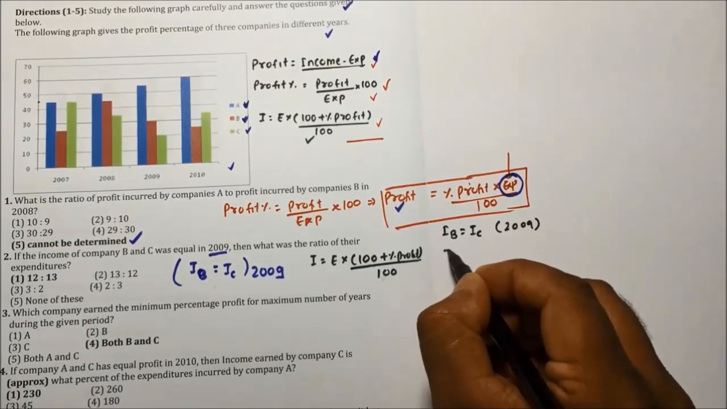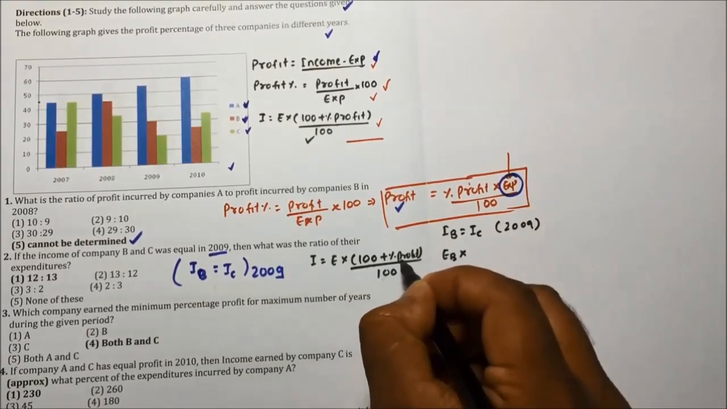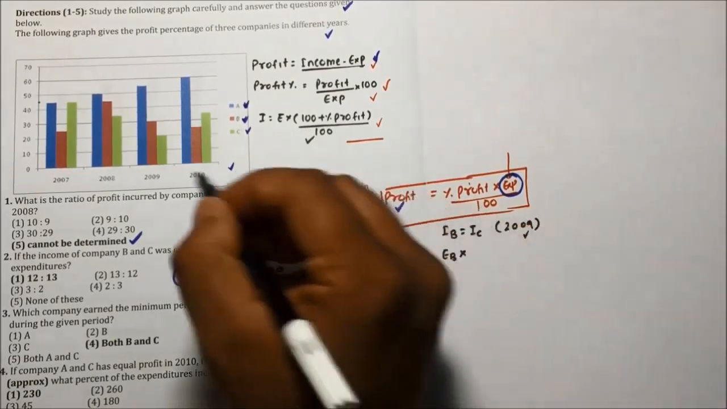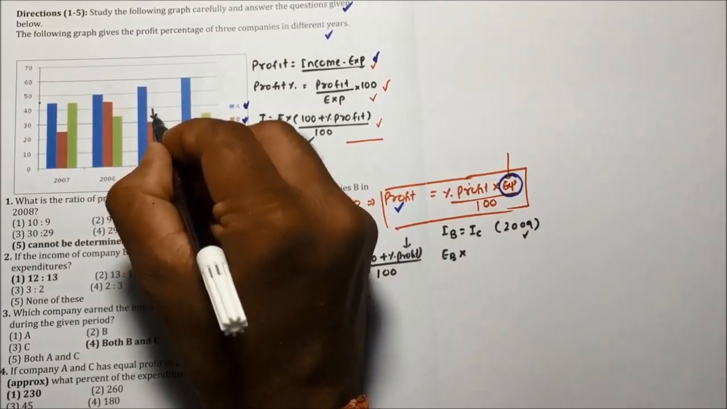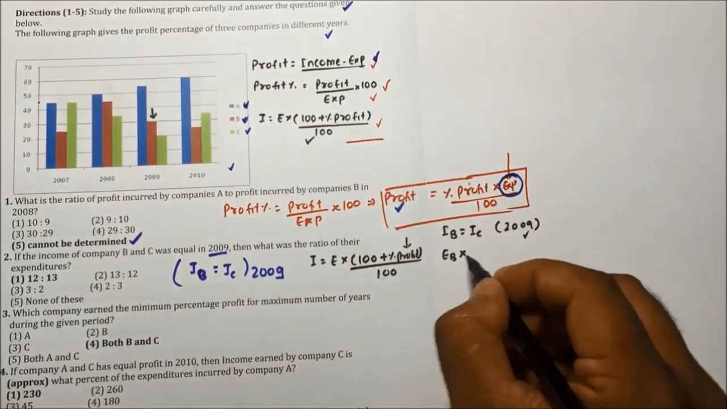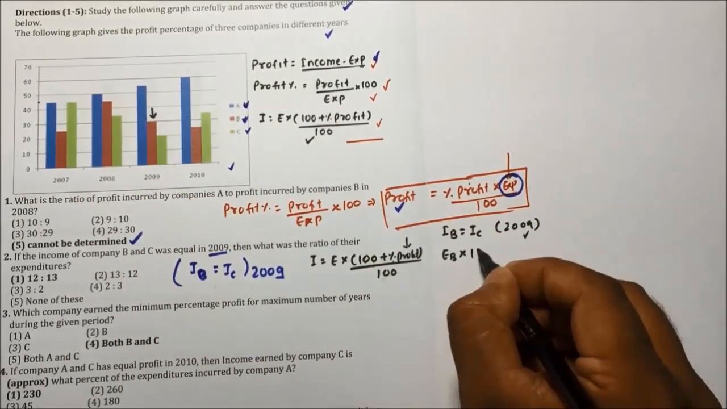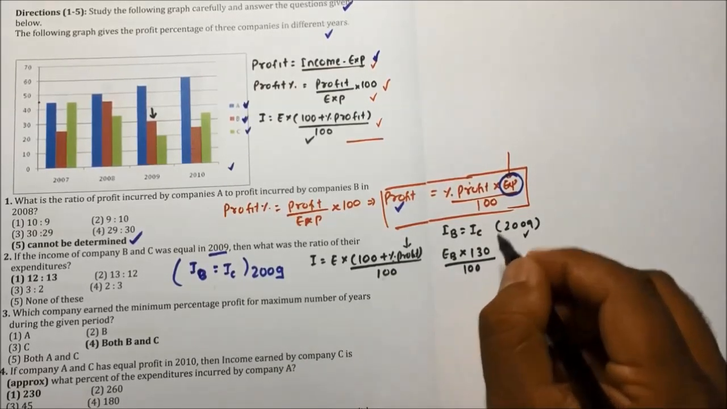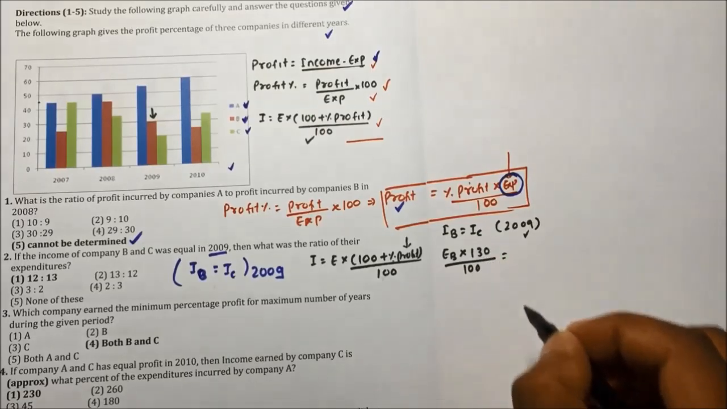So income of B will be what? Expenditure of B into 100 plus percentage of profit. If you see the percentage of profit in 2009, the percentage of profit for B is 30. So 100 plus 30 will become 130 divided by 100. This is the formula for B, this is the income for B.